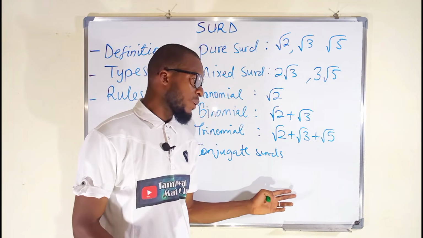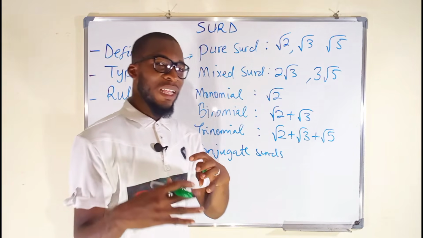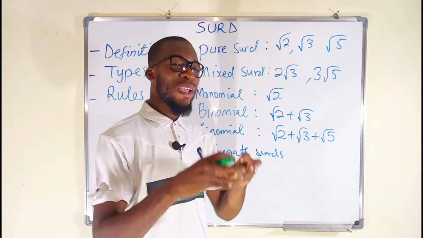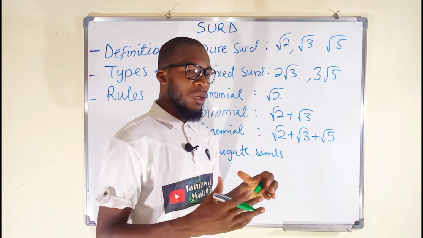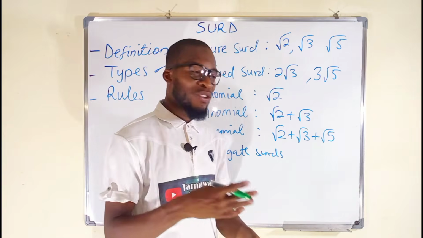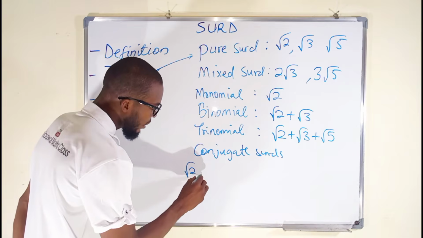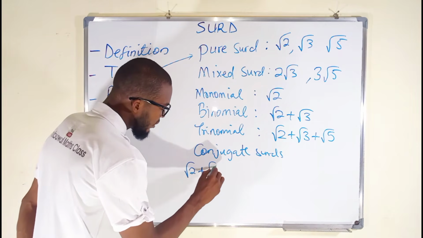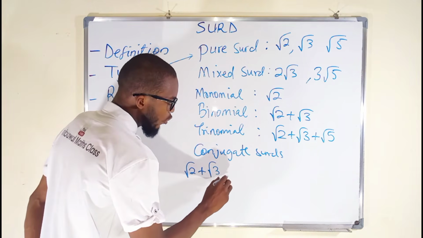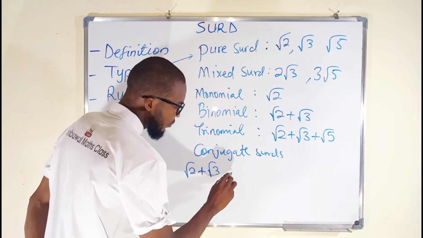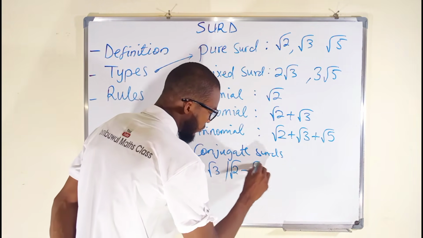Conjugate. Two surds are said to be conjugate of one another if and only if they only have a difference of sign, either positive or negative. We are not talking about multiplication and division here. Let me give you an example of conjugate surd. If you have root 2 plus root 3, it is conjugate to root 2 minus root 3.